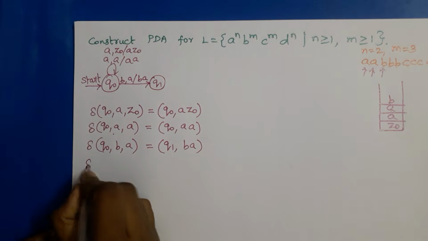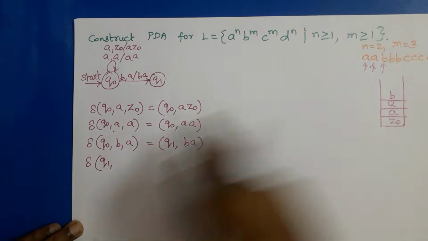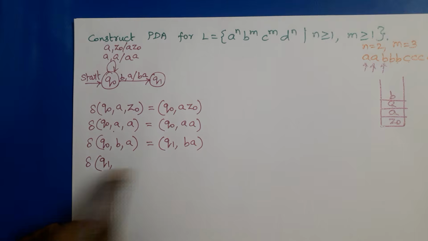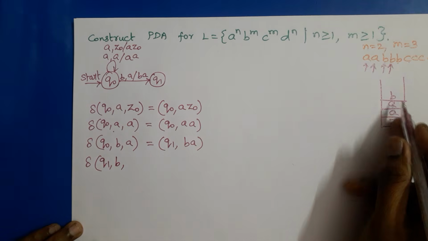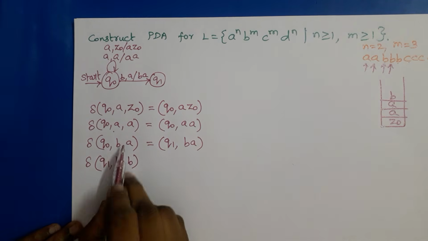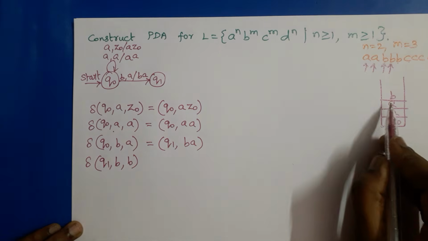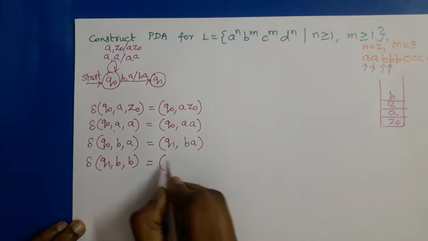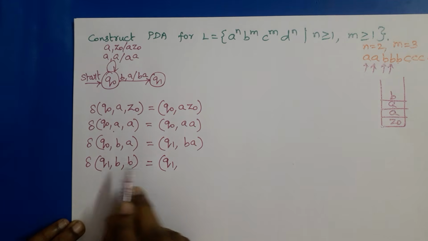Then Q1 is the current state. This is for one B. Next we have to write for the recursive step. So Q1 is the current state, B is the next input symbol and the top of the stack is B now. For the first time the top of the stack is A, but hereafter the top of the stack will be B only for the input B. So we should remain in the same state Q1 and this B should be pushed onto the stack.